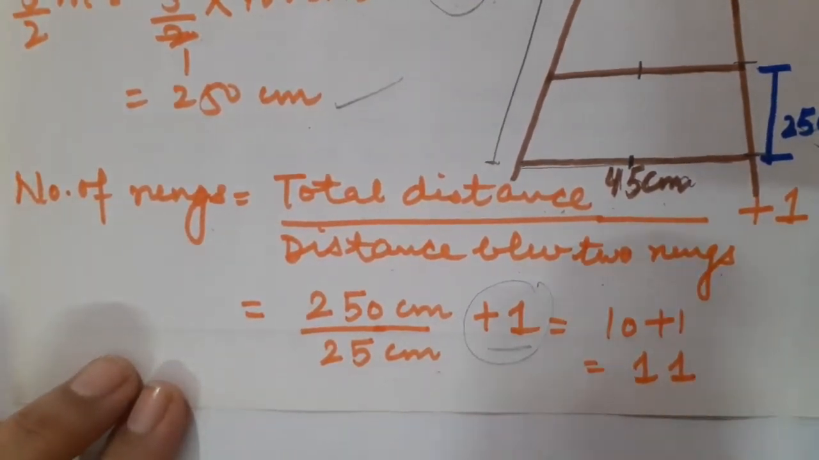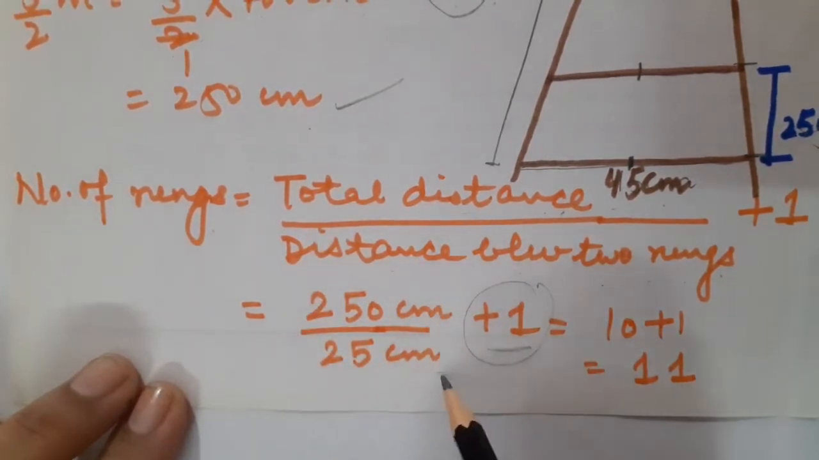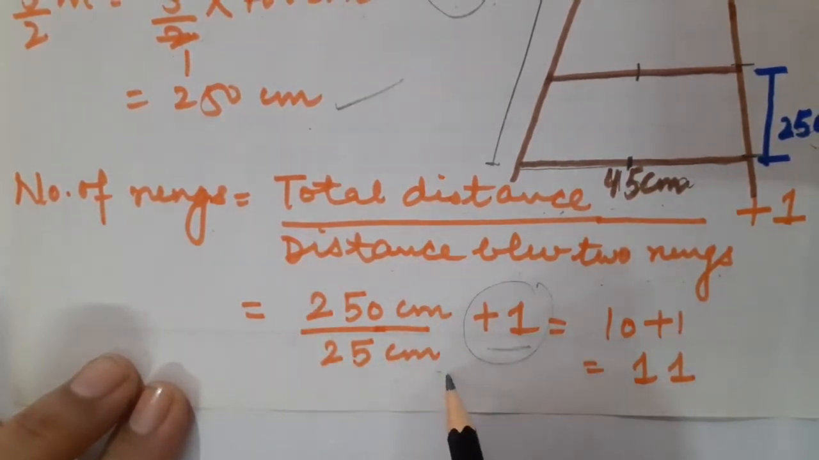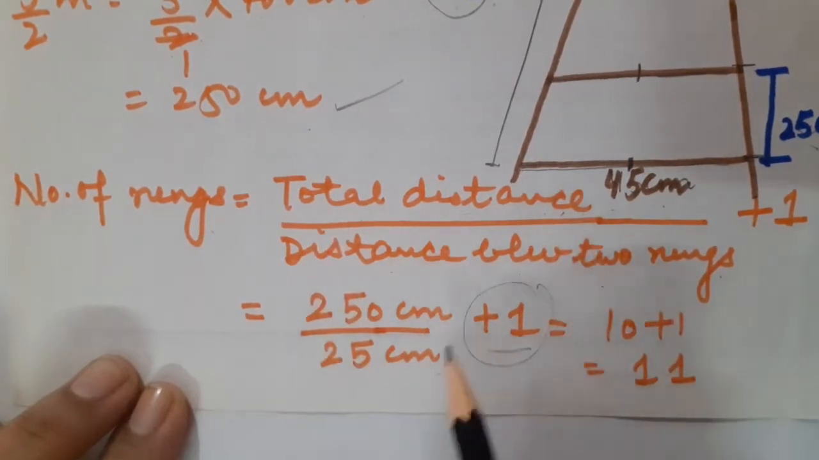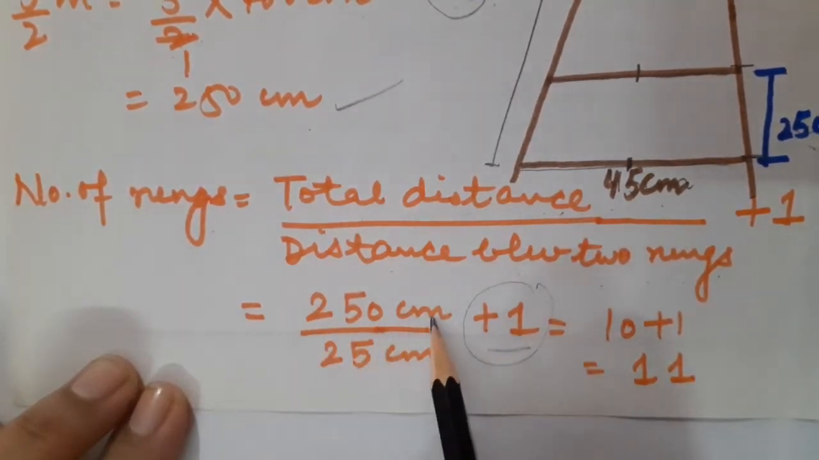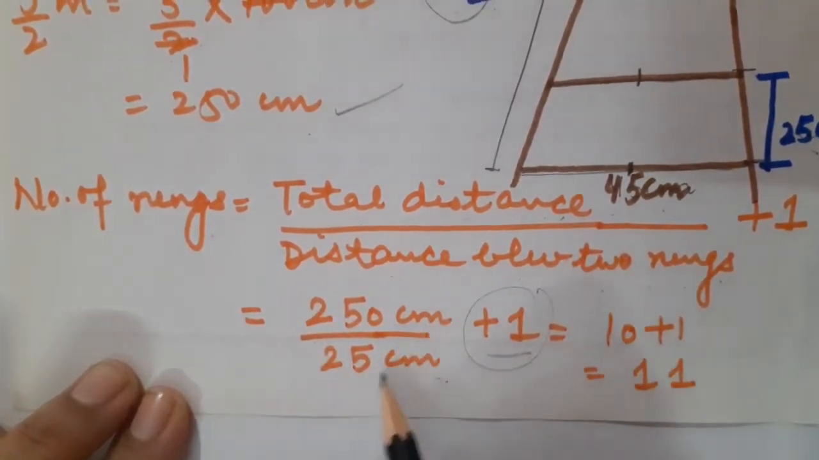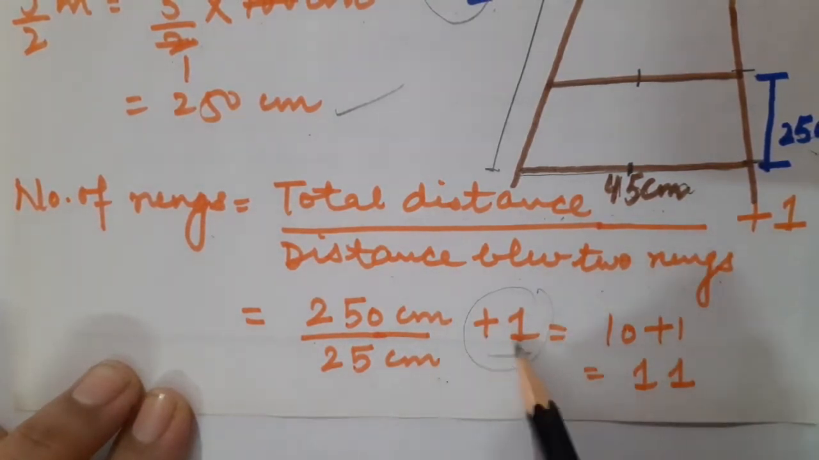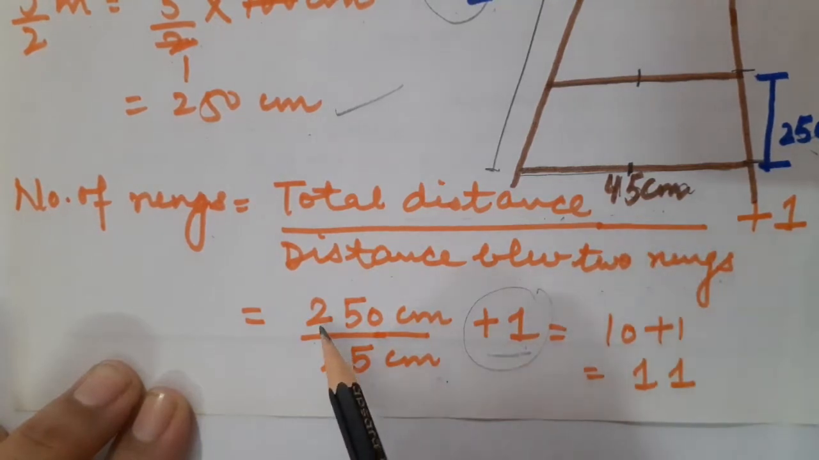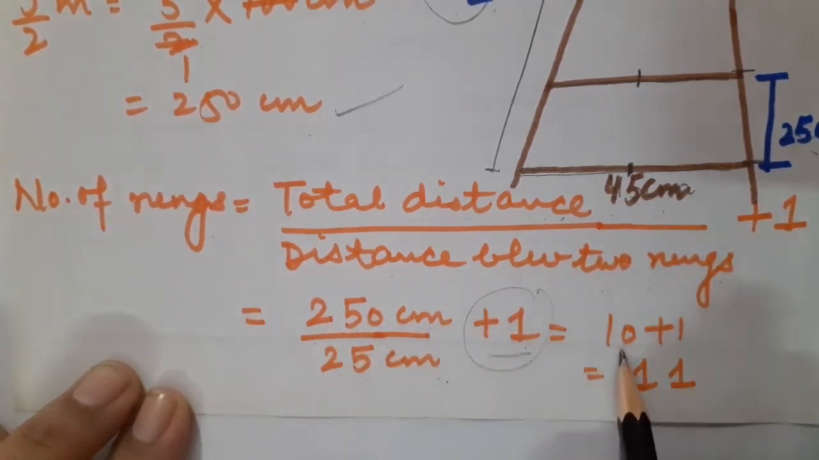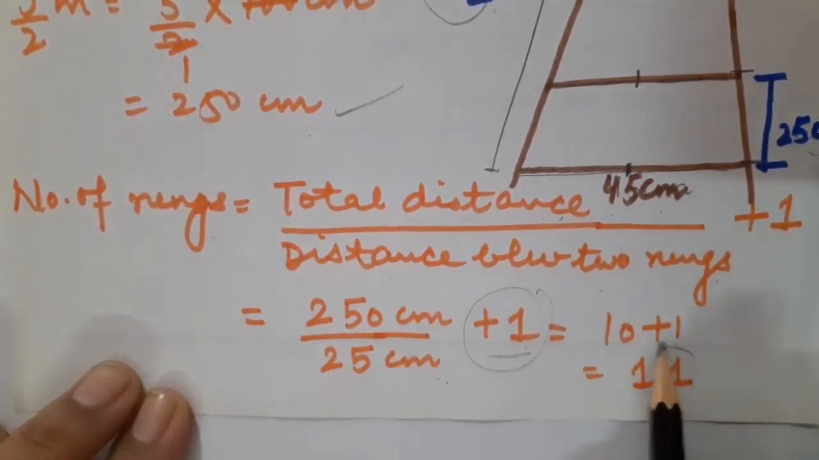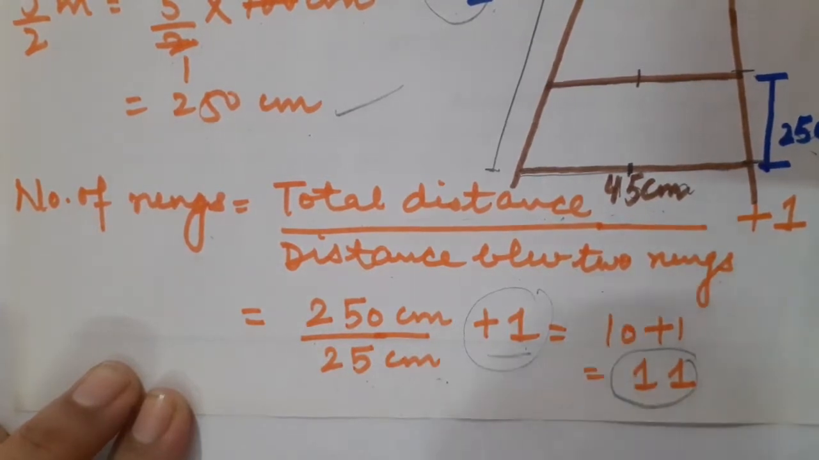So definitely we will have to check it through the formula also, whether we are going to get 11 rungs or not. Total distance, children, you know that is 250 centimeter divided by the distance between two consecutive rungs, 25 centimeter. As I told you, add 1. So look, 250 divided by 25, you will be getting 10 plus 1, that is 11 rungs. Correct, students?